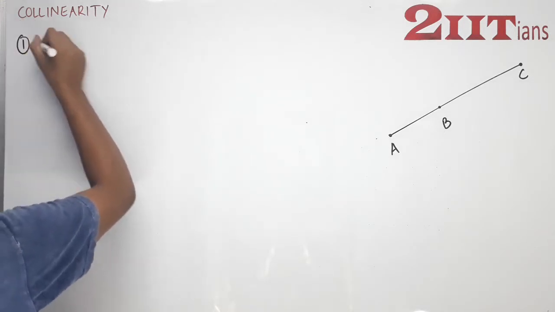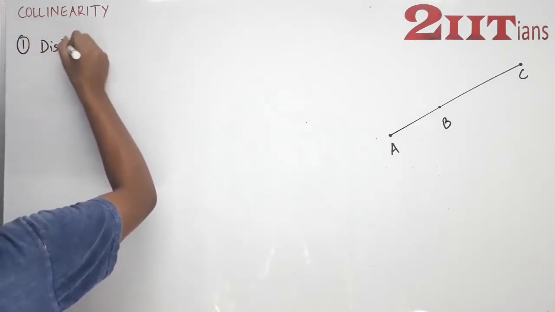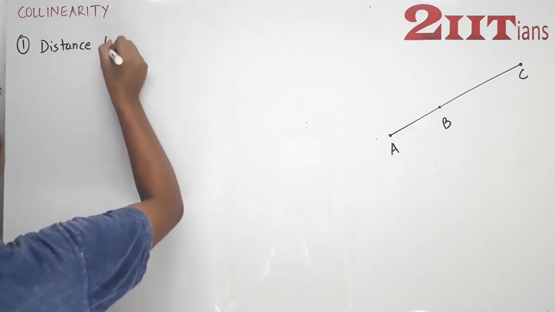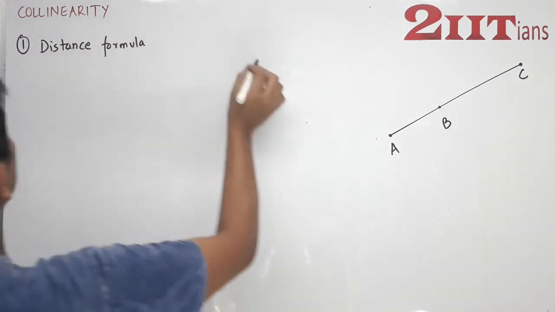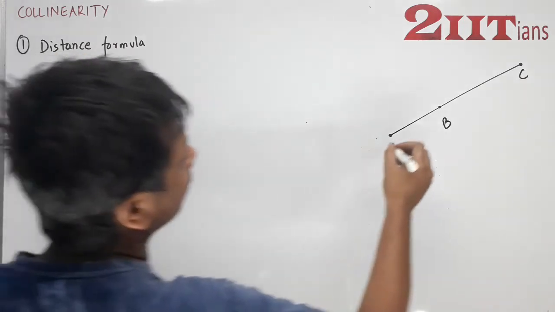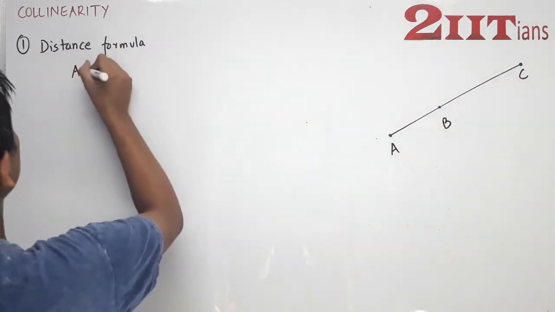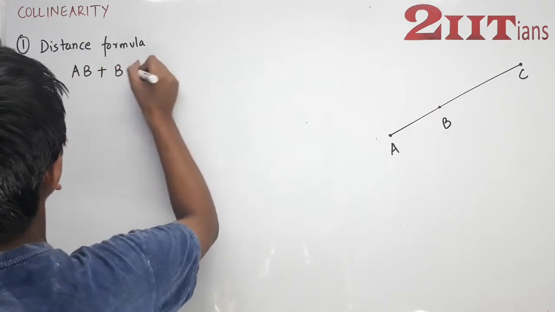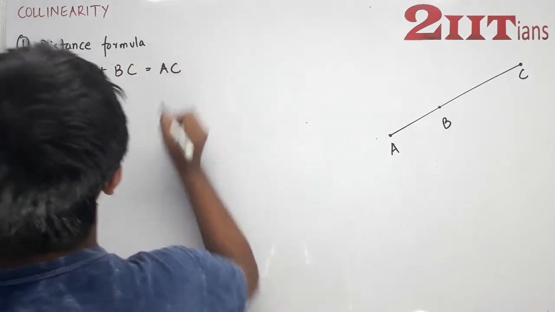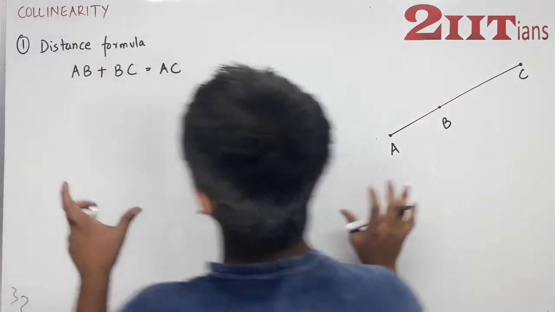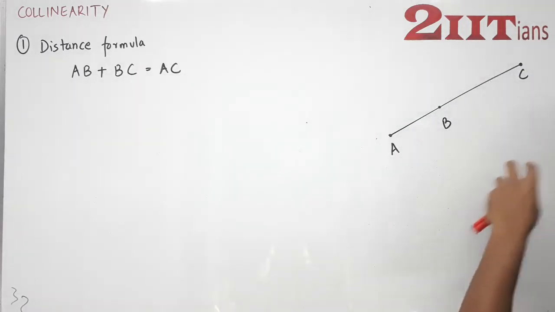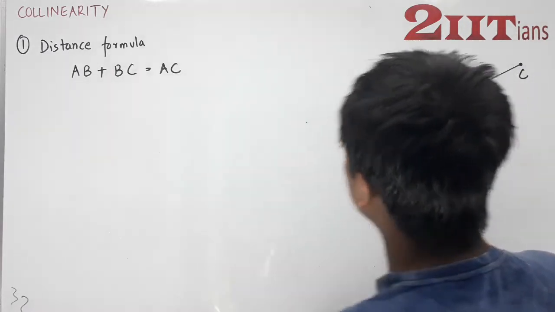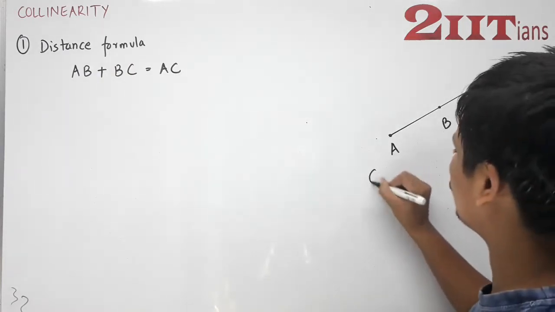The first method is using distance formula. What we will prove? We will say that AB plus BC is equal to AC. This is trying to prove these 3 points A, B and C as collinear using distance formula.